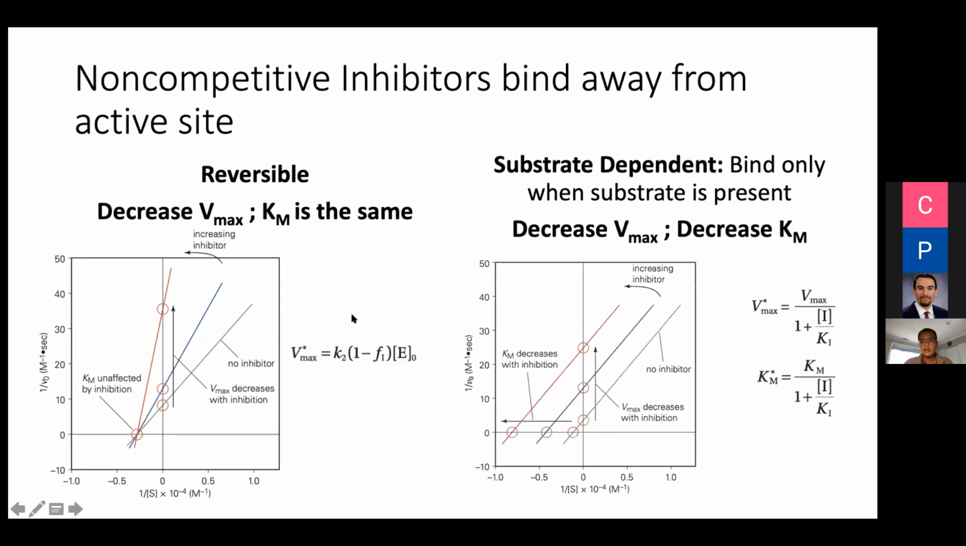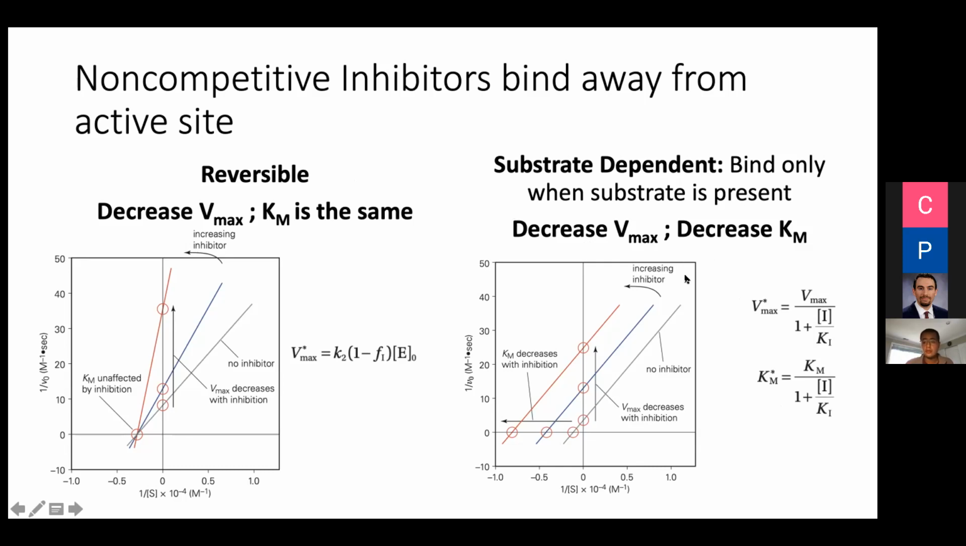And then finally, substrate dependent non-competitive inhibitors. It's in the name. They bind only when the substrate is present. Again, like the reversible non-competitive inhibitors, they decrease the Vmax for the same reason. But in this case, you're also decreasing the Km. And these are the new values for the Km. And you can clearly see it in these Lineweaver-Burk plots.